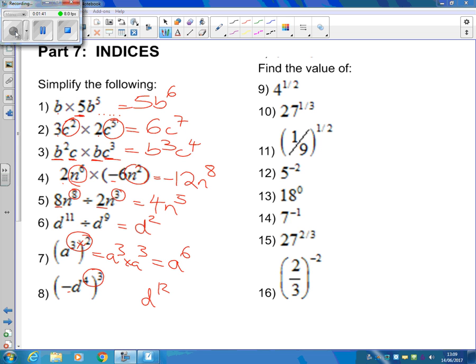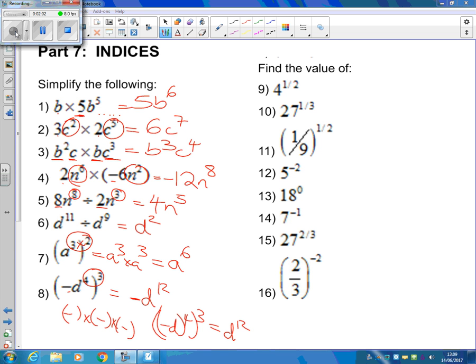Now what about this minus here? This minus, we've got a minus cubed, minus times another minus times another minus. So we do want a negative in the answer there. Notice that this is a different question to minus d all to the power of 4 cubed, because that would actually be d to the power of 12.